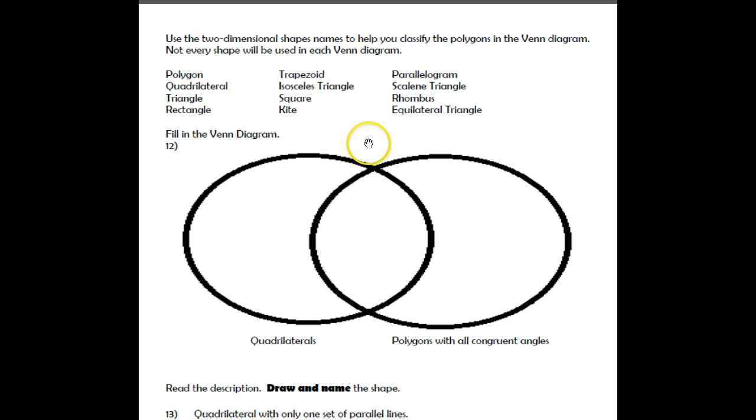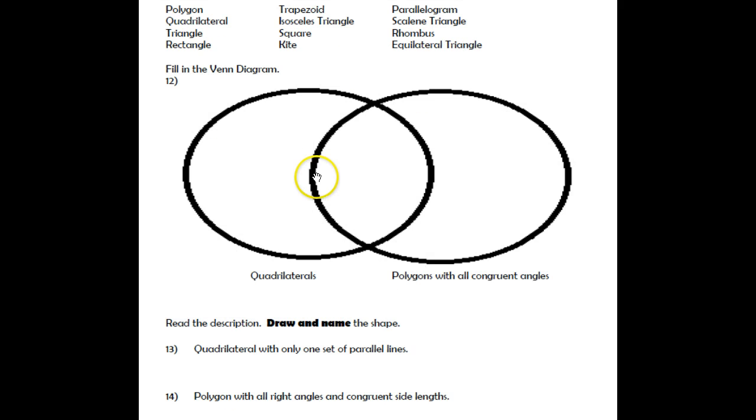A lot of times students will just be like, oh, I need to put all of these answers in there. Well, not all the answers are going to fit into the Venn diagram, so they're going to have to think about which ones are quadrilaterals, and which ones are polygons with all congruent angles, and there's going to be some overlap in there.